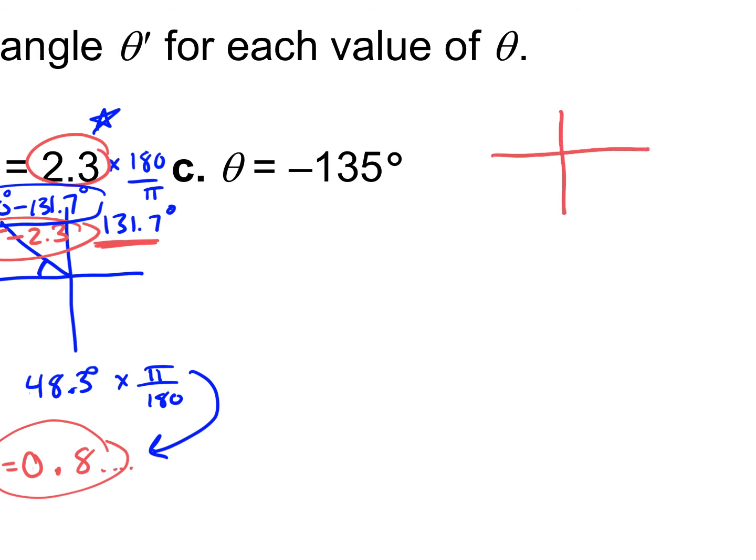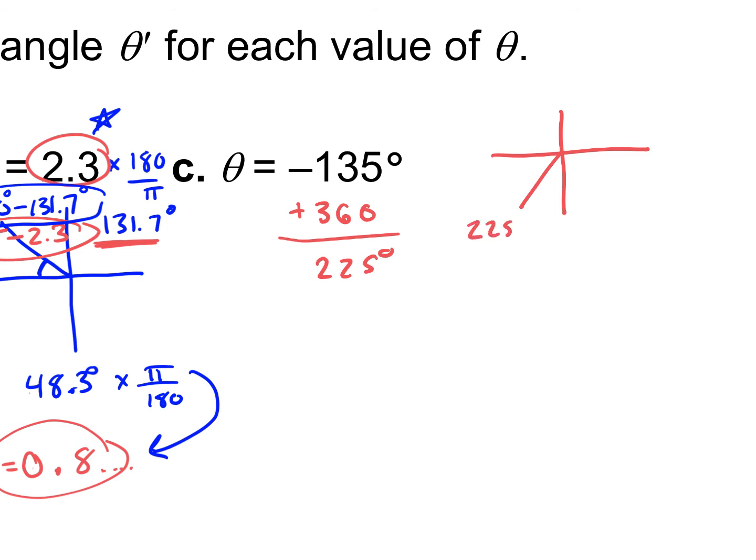The first thing we want to do is find a positive coterminal angle to this. So how do I find a positive coterminal angle? Add 360. So what do I get? Negative 135 plus 360. 225. So what quadrant would 225 degrees be in? The third. So in the third quadrant, what formula do I use? Theta minus 180. And theta here is 225.